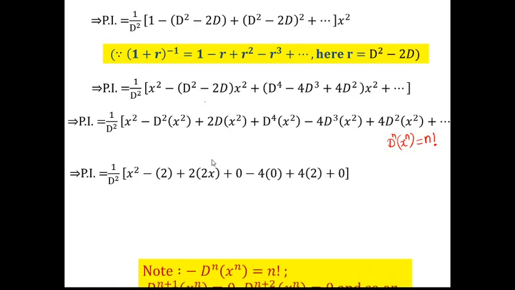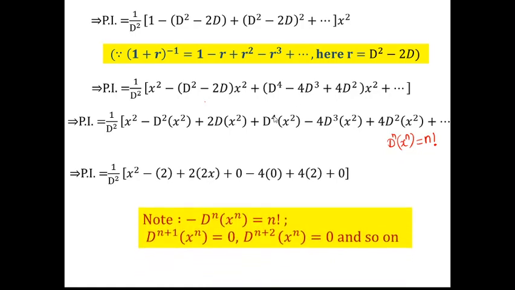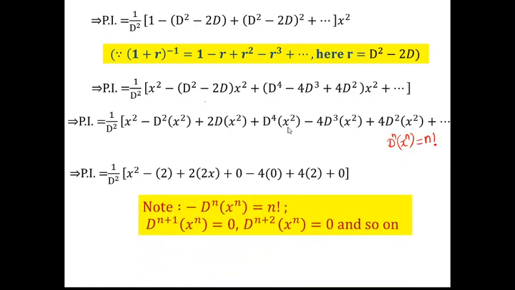Now what is the derivative of x square? 2x. Now here the power of d is more than the power of x, so definitely it's going to be 0. This term also 0. Now what about this? This gives us 2. In this way, just by making use of this standard formula, we will have a simplification.